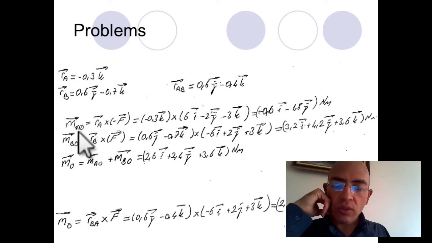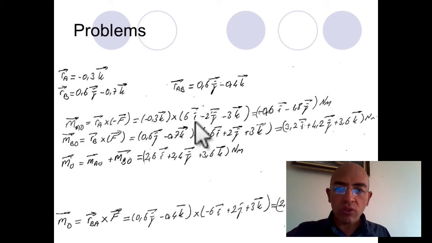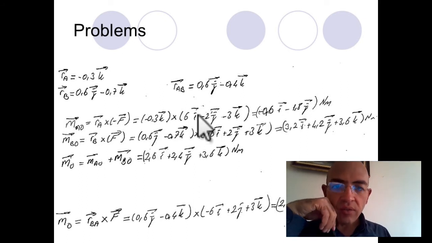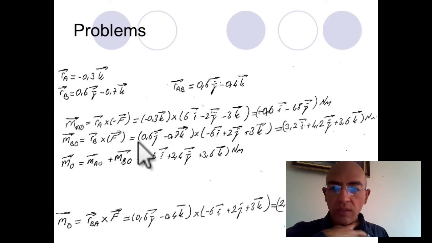We will begin with the force acting at point A. Remember that it is minus F and rA is minus 0.3 k. F is equal to 6i minus 2j minus 3k. So if you make the multiplication, certainly you only have i and j components. Multiplying k with the i vector will give you positive j, and we have a negative sign here, so it is minus 1.8 j vector. Now multiplying k with j will give you a negative value, and here we have another negative sign. As a result, it is minus 0.6 i vector. Of course, the unit is Newton meters.